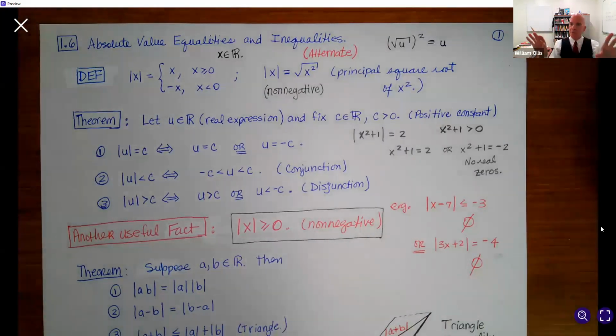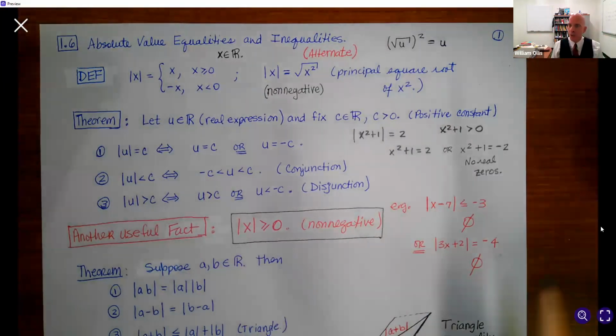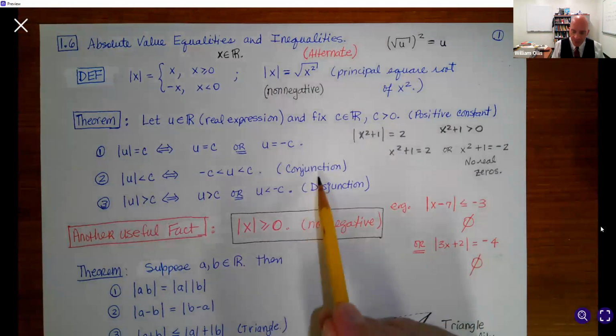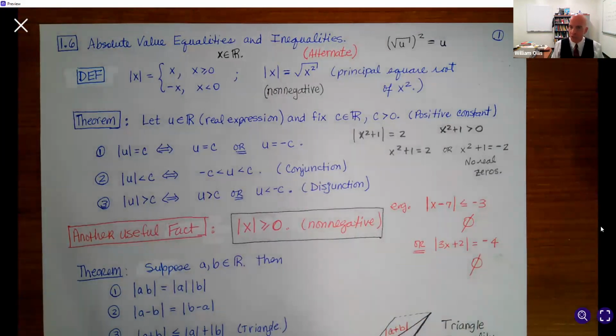And then u lives in that symmetric interval about 0. This is what we call the conjunction. The conjunction is very useful in writing symmetric intervals in the calculus.